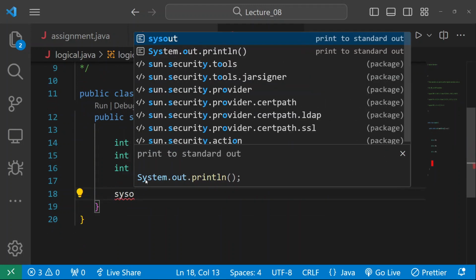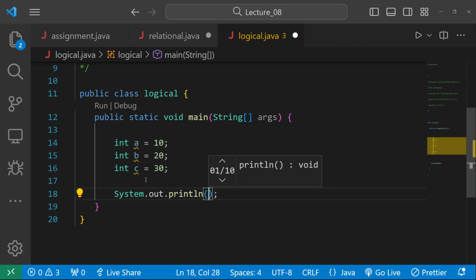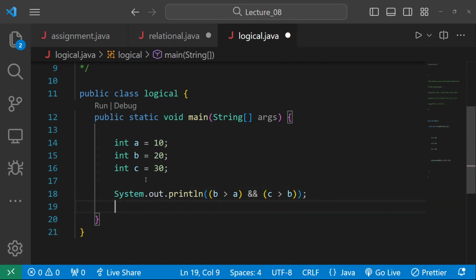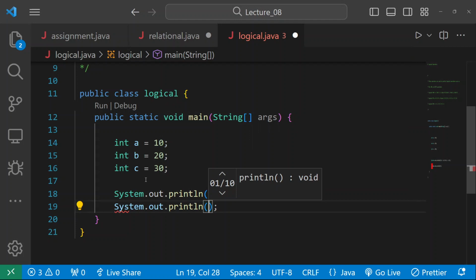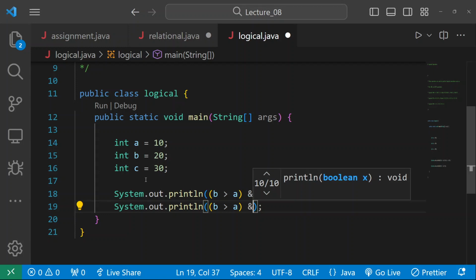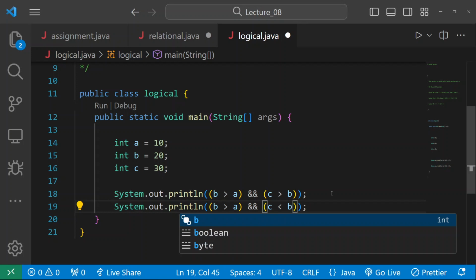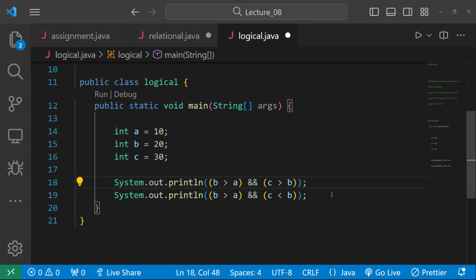See, I am writing something here. System.out.println. In that I am writing: b is greater than a and c is greater than b. I'm printing two lines. If you understand, please let me know the output. For the first line, what will be the output? True or false? True. And for the second line, false. Okay, now let me check it.